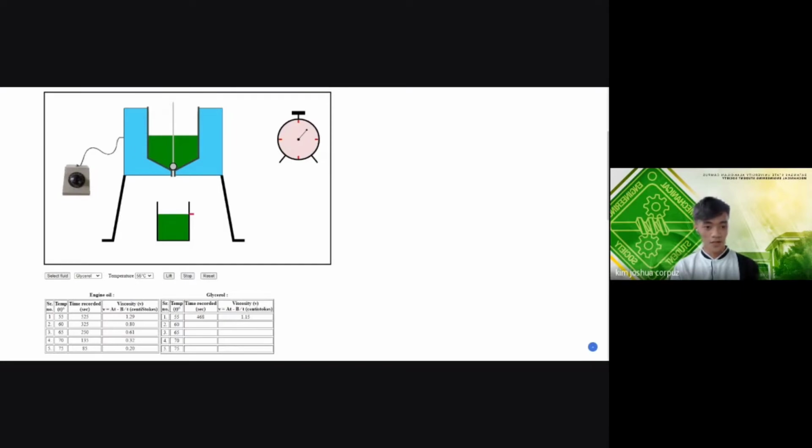As for the first trial, we got a time recorded value of 468 seconds and a viscosity of 1.15 centistokes. After that, we are going to click the reset button to reset the setup from the start. Then select the next temperature and perform the procedure for all remaining temperature with a 5 degrees Celsius increment.